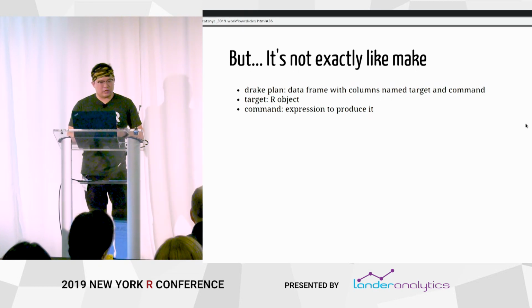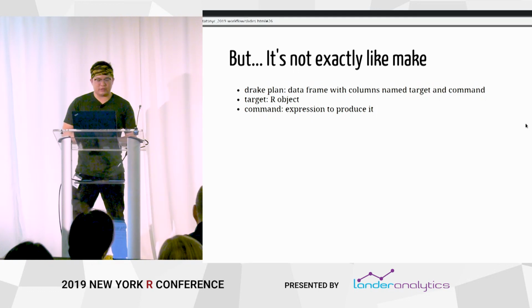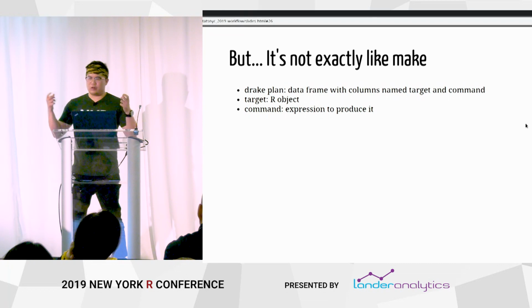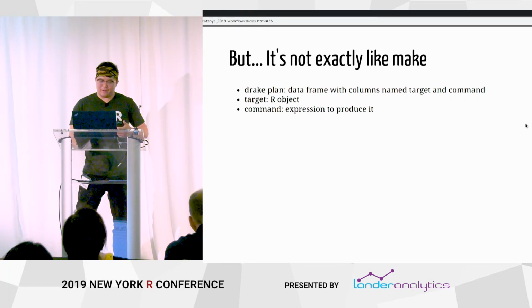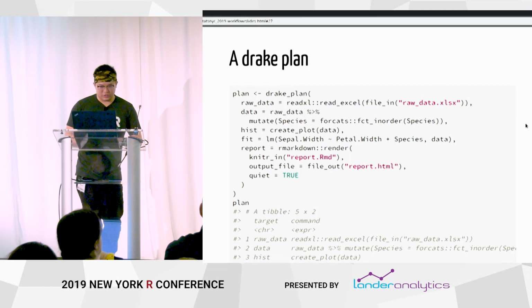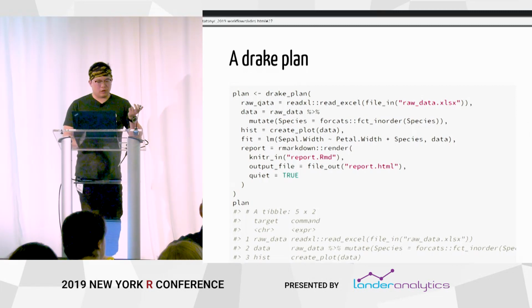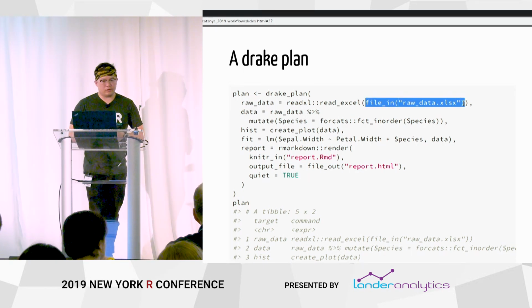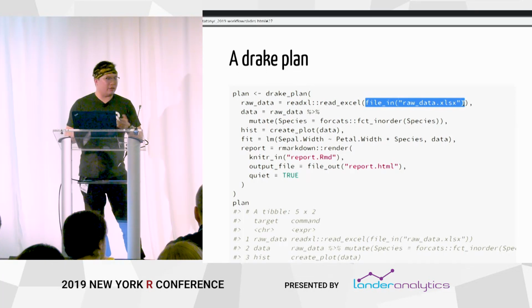Drake has this notion of a plan, which is very similar to how make defines targets and dependencies and actions. So there is a target, which is an R object. But the problem that I end up having is the command has to be an expression, like an R expression, so everything has to be a function. This is what a Drake plan looks like, taken from the documentation. You have something called raw data. That's just a variable. And you have this special Drake function called file_in. And this is how Drake is building that dependency tree.